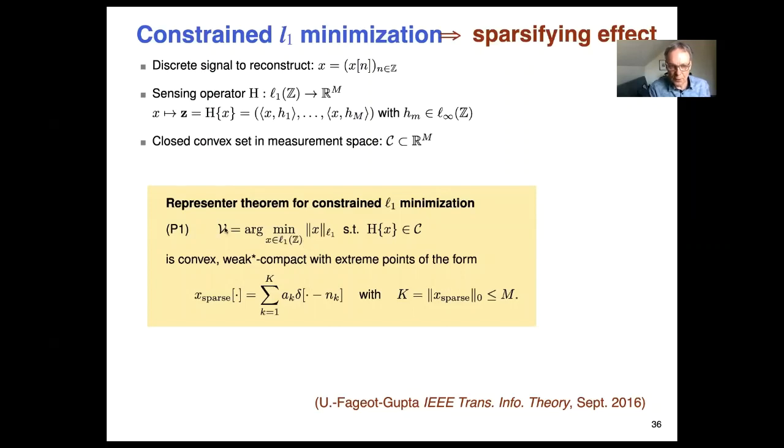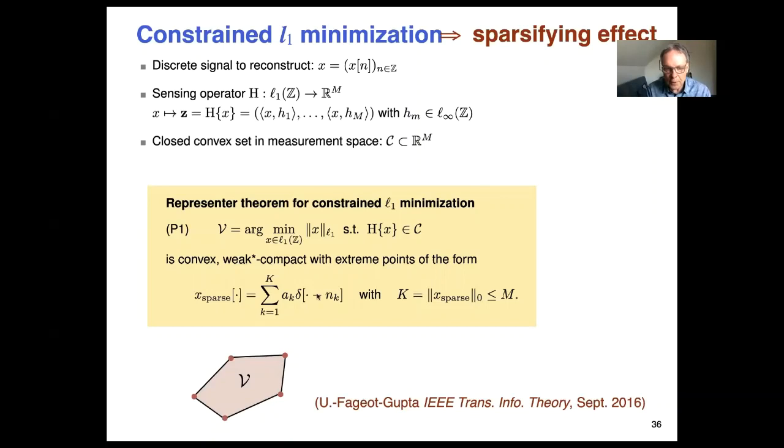It says, well, there's a solution set that is convex, weak star compact. Probably you don't know what this really means, but just bear with me, with extreme points of the form like this. So what is special here? It says, first of all, the solution is not unique. It's a convex set. Now, convex sets have something called extreme points, and you can think of them a little like the corners of a convex set, like of a polytope. And actually, this convex set will be the convex hull of those extreme points.